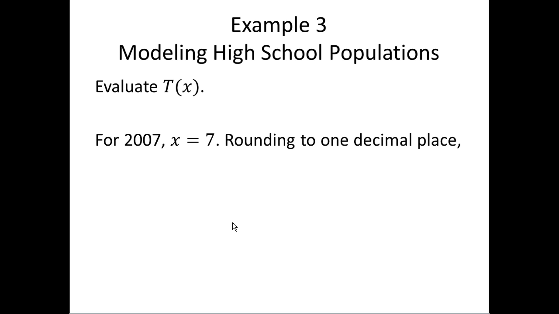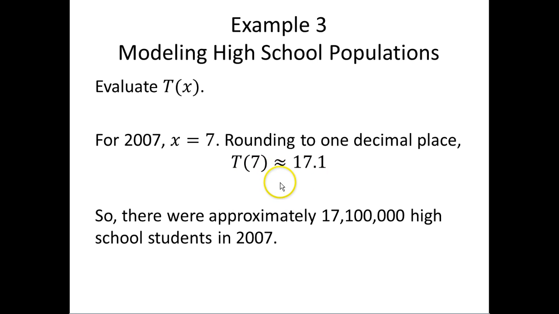So the next thing I want to do is evaluate t of x at an appropriate value for x. Well, I'm looking for 2007, the population in 2007. So that would be 7 years after the year 2000, so x would have to be 7. So I substitute in 7 in my function for the total population, and I get 17.1. But you have to recall that this gives you the population in millions of students. So there will be approximately 17,100,000 high school students in the year 2007.